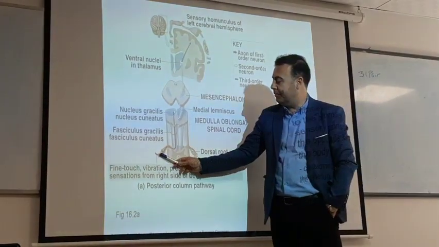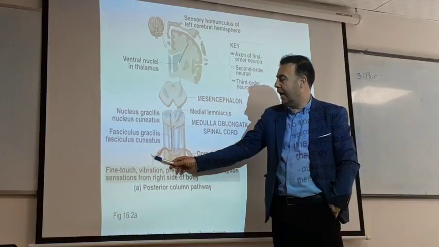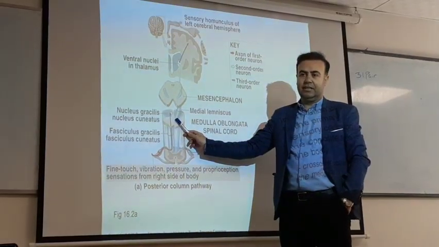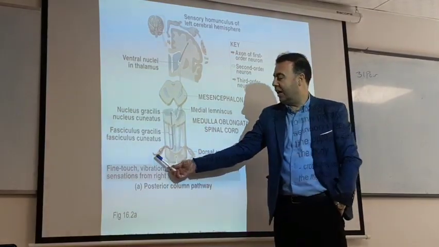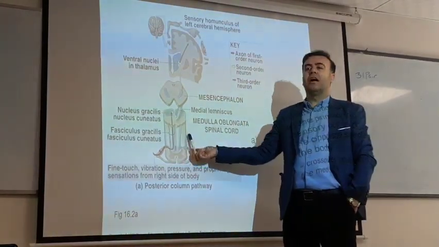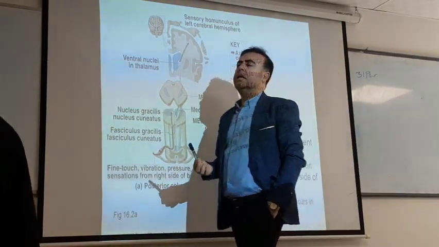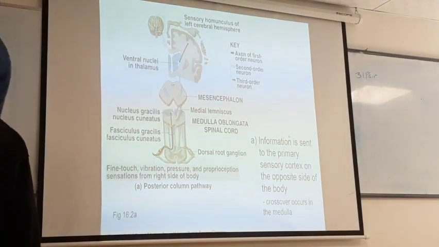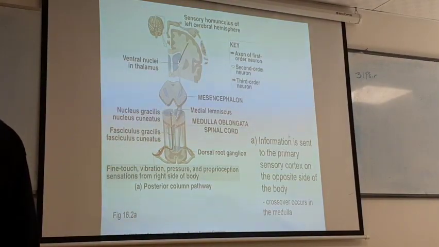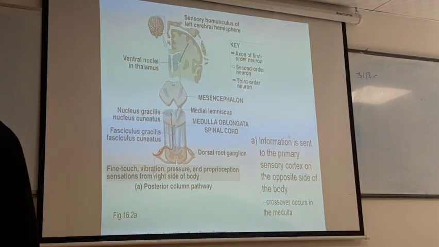Some of the pathways have a decussation. Decussation means crossing from left to right, or from right to left. For example, touch, vibration, pressure, proprioception, sensation in this region are carried by gracilis and cuneatus.